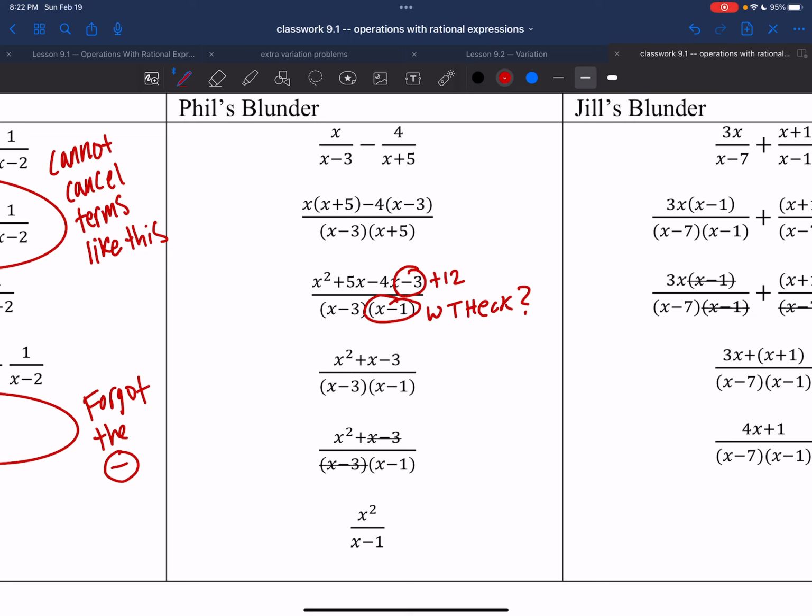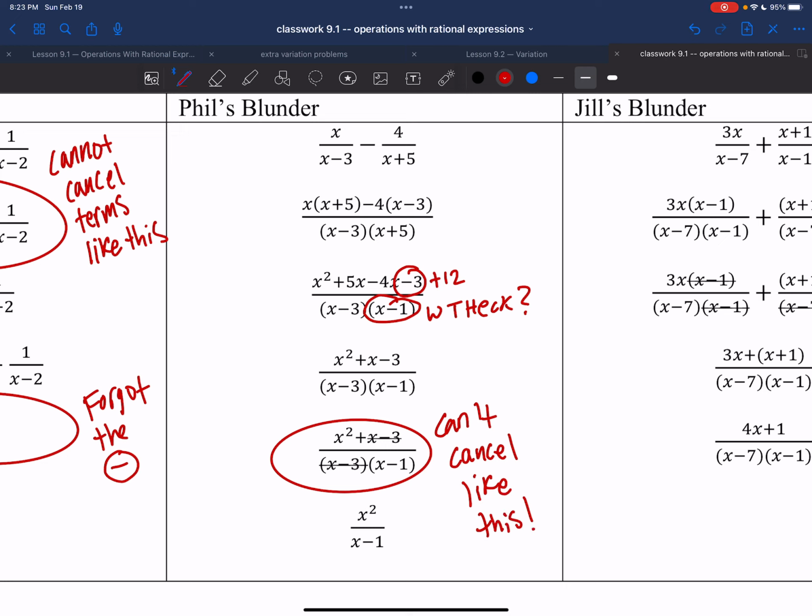Okay. And then he does make another mistake here. Oh, there's my oval. Okay. He makes a mistake here because he crosses out terms again on top and bottom. Can't cancel like this. You can't do it, Phil.